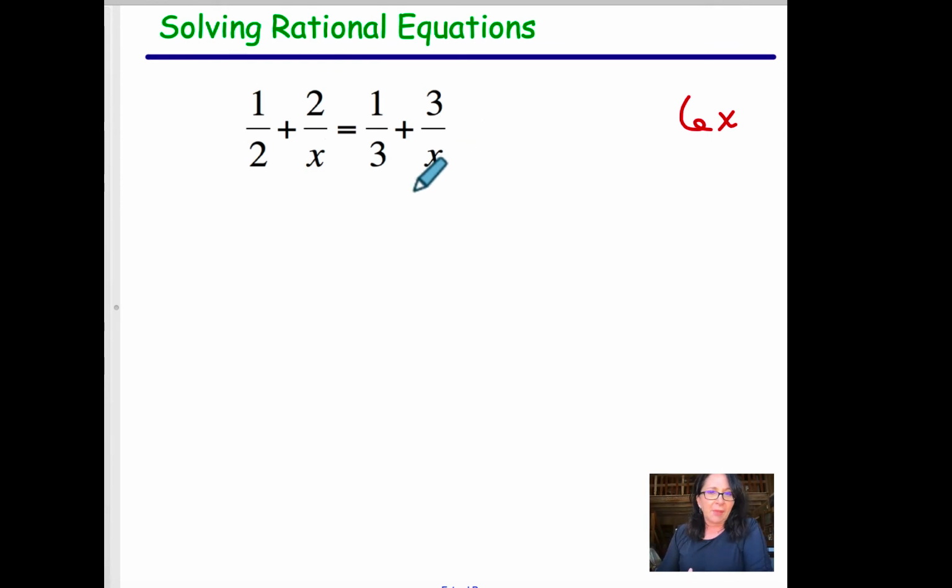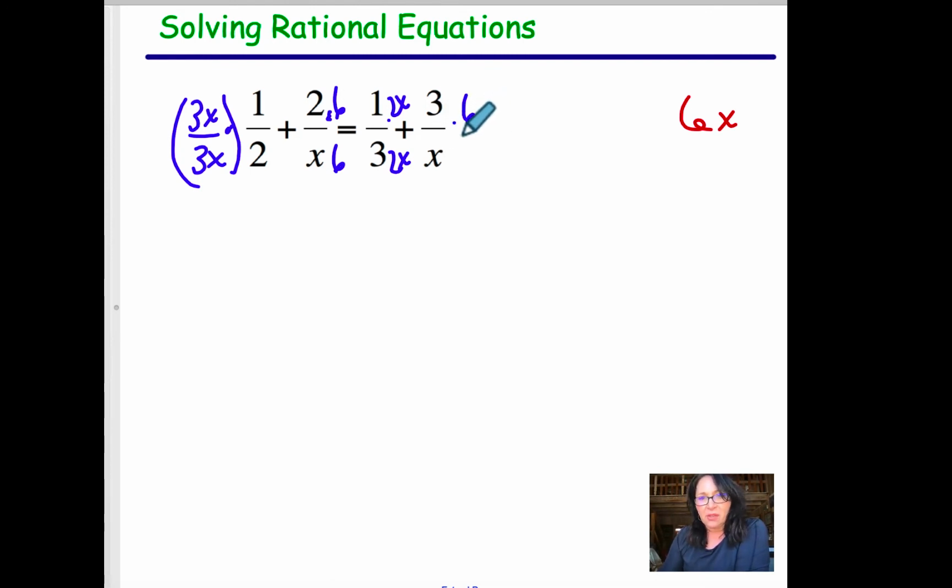So I'm going to try to make my denominators all equal 6x. And in doing that, for this term here, I'm going to multiply this by 3x over 3x. Because when I multiply this term times that, I'm going to get 6x on the denominator. For this term here, I'm going to multiply this term by 6 over 6. Because then that would give me 6x on the denominator. For this term here, the 1/3, I'm going to multiply this term by 2x over 2x. And on the right, I'm going to multiply this term by 6 over 6.